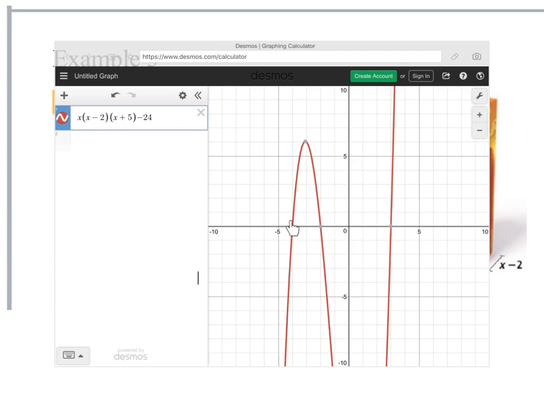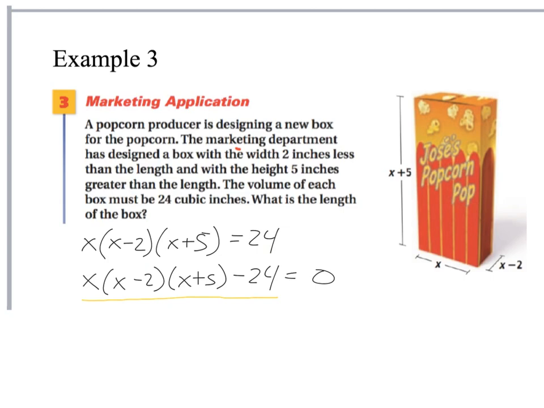Obviously, these aren't going to have negative lengths and widths and heights, so these two don't really make sense. This is the only one that does make sense. So then, according to our graphing calculator, what is the length of the box? The length of the box was 3 inches.